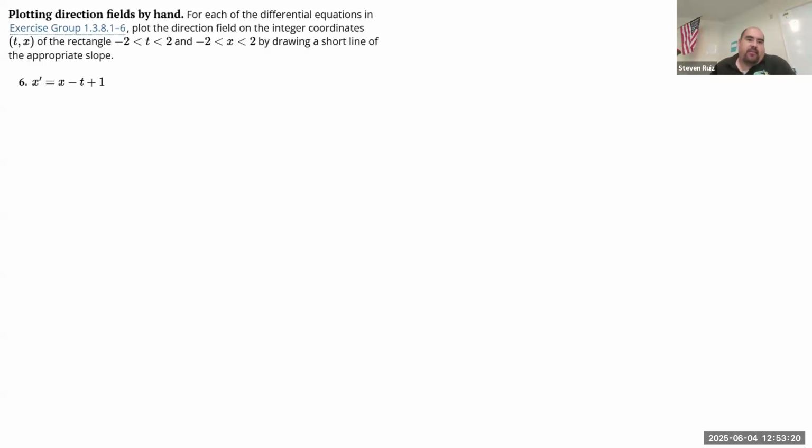All right, so let's take a look at the questions I assigned from section 1.3. So we want to plot a slope field or direction field, vector field, all equivalent names for the same thing, from this differential equation over these values of t and x. So first let's draw our plot.